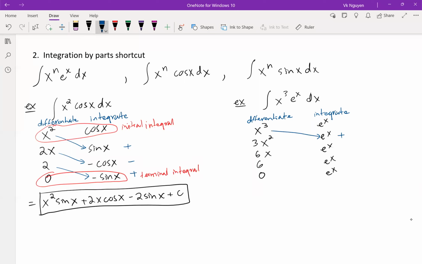The signs go plus, minus, plus, minus. This integral becomes x to the 3 e^x minus 3x squared e^x plus 6x e to the x minus 6 e to the x, and then the last integral is the integration of 0, so that would be plus c.